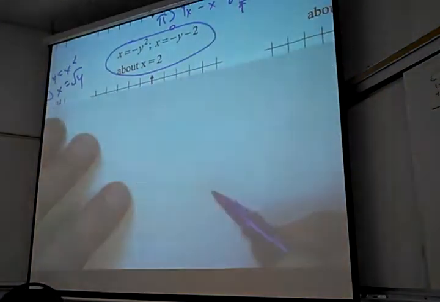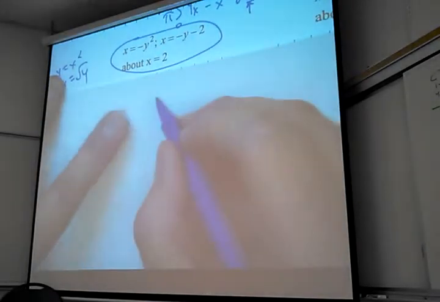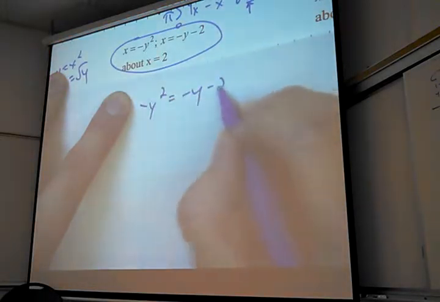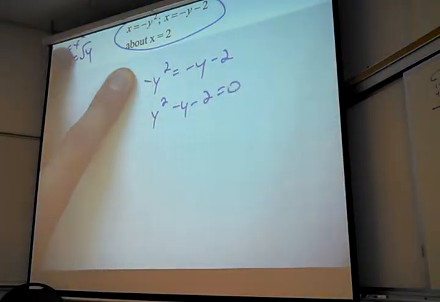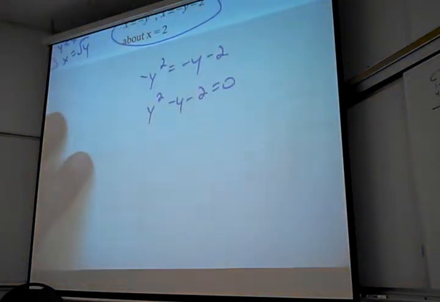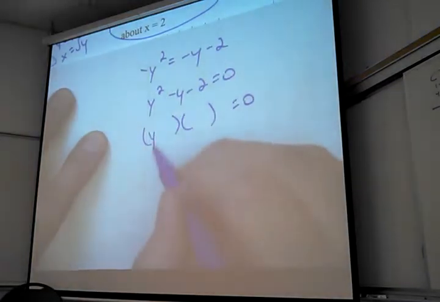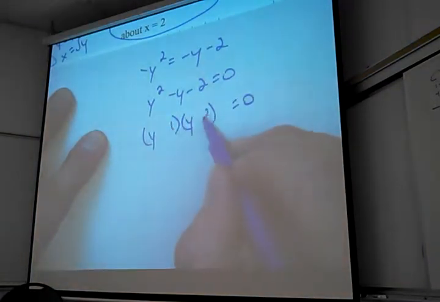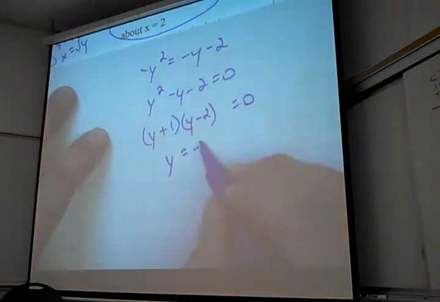So how do I find out where these two things meet? I say that x has to equal the other x. Or y squared minus y minus 2 has to be 0. Cool. I like big ones negative, make that negative. So they meet at y equals -1 and y equals 2.